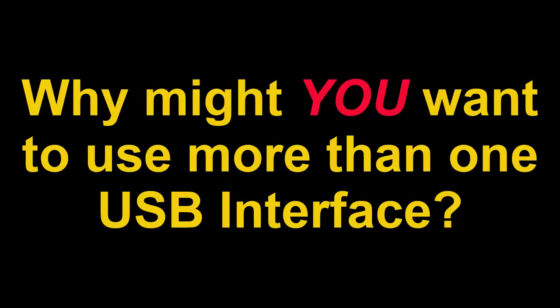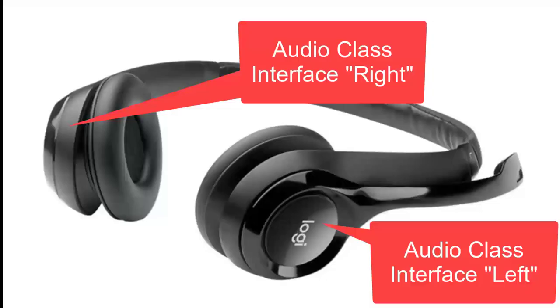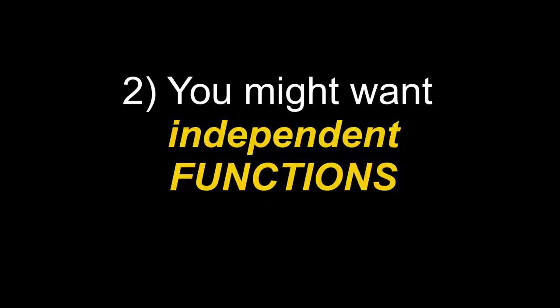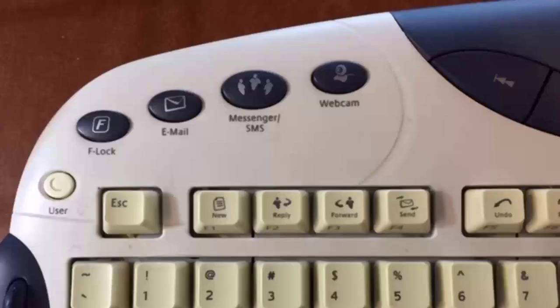Why might you want to use more than one USB interface? Well, for one thing, you might need multiple different data channels, even if the channels are of the same type, for example, the same USB device class. As an example, that USB headset with left and right channel. Or another reason, you might want different independent functions using either the same USB device class or different classes. For example, those printer fax scanners that we talked about. Or another example, those enhanced keyboards that have special one-click button functions like click to start an email or start a search or turn on your webcam.